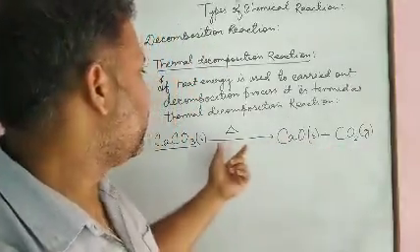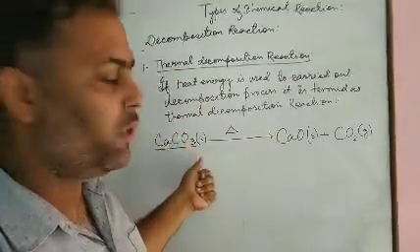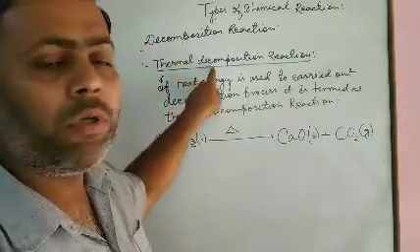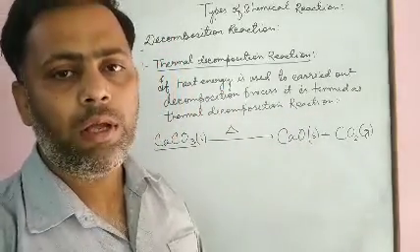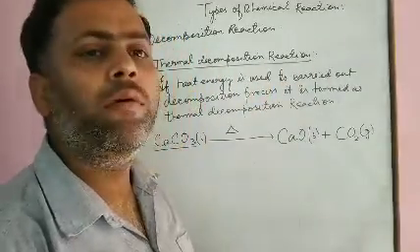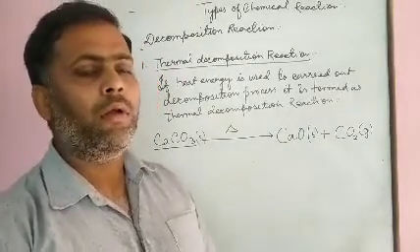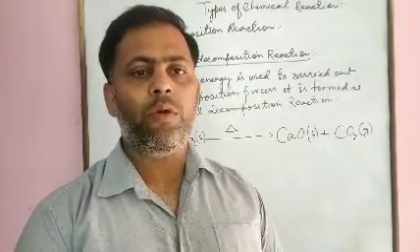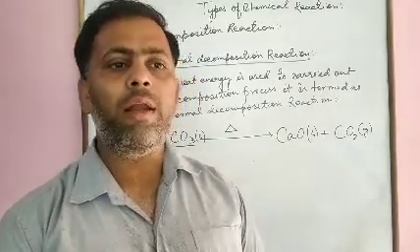We see here heat energy is used, that's why it is termed as thermal. In this case, we see a reactant is broken down into two products, then it is a decomposition reaction. This is an example of thermal decomposition reaction of calcium carbonate. So the next, we will discuss another example. For example, when potassium chlorate is heated, it is broken down into potassium chloride and oxygen.